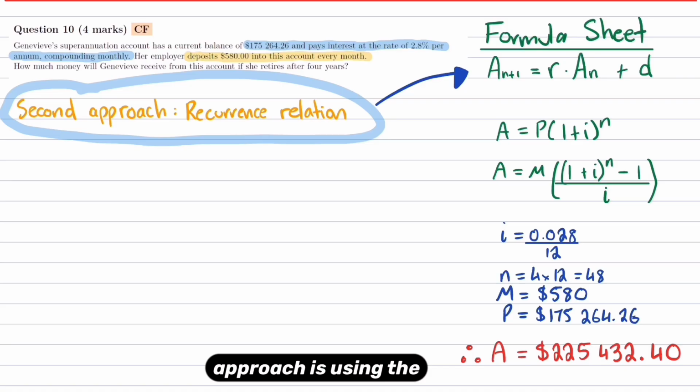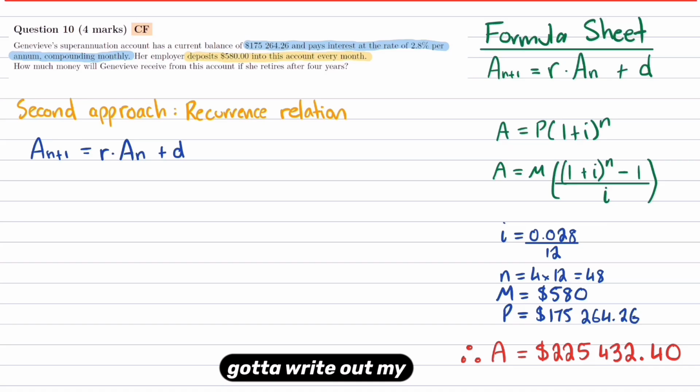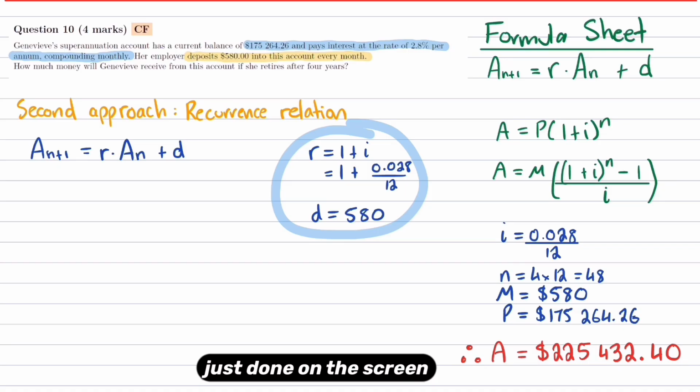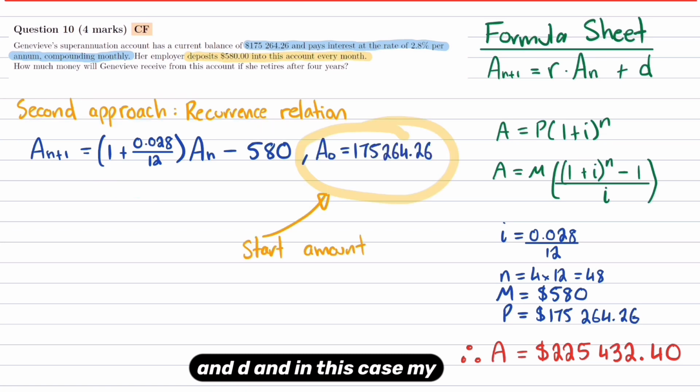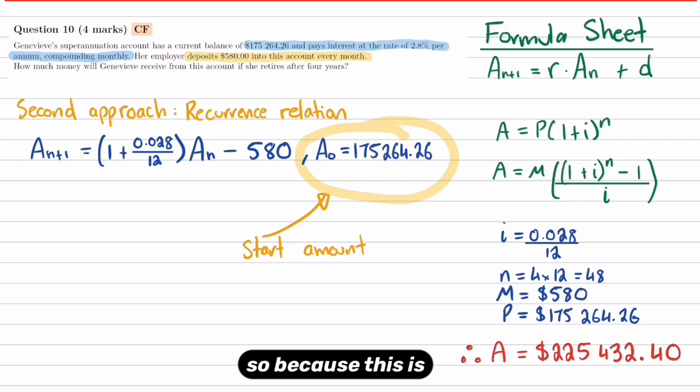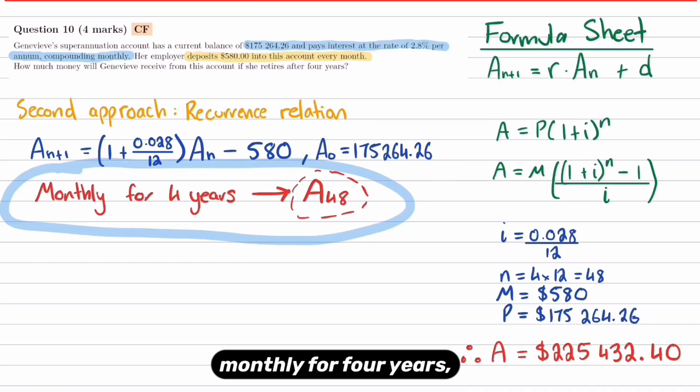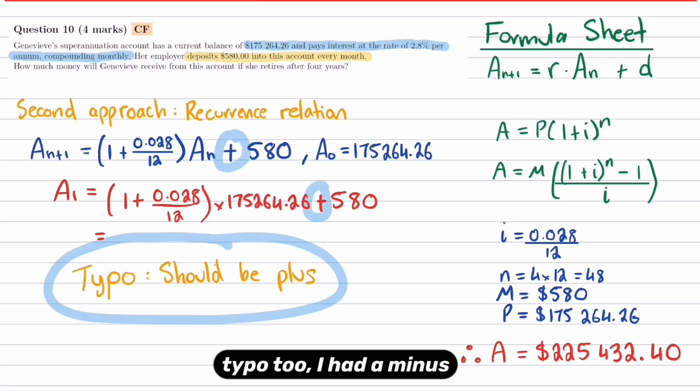So the second approach is using the recurrence relation for regular deposits. So I'm just going to write out my recurrence relation formula. I've got to work out R, lowercase r separately, which I've just done on the screen there, and my deposit amount is $580. So that's my recurrence relation. I've just substituted R and D. And in this case, my starting amount, A0, is 175,000, etc. So because this is monthly for 4 years, that means I've got to find A48. Just a quick typo too, I had a minus before. That should have been a plus. So there should be a plus in this recurrence relation, not a minus.